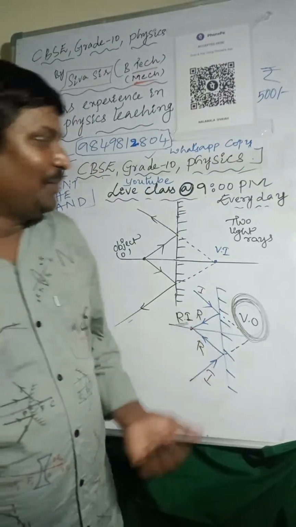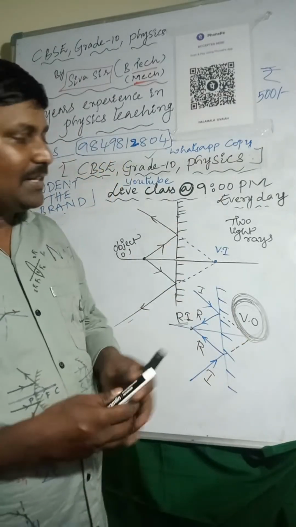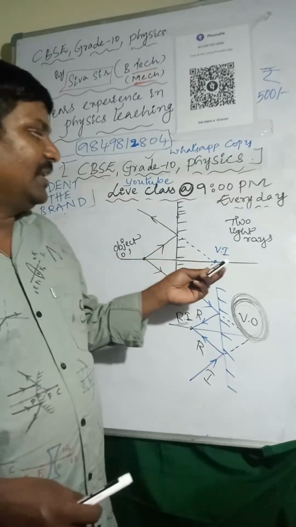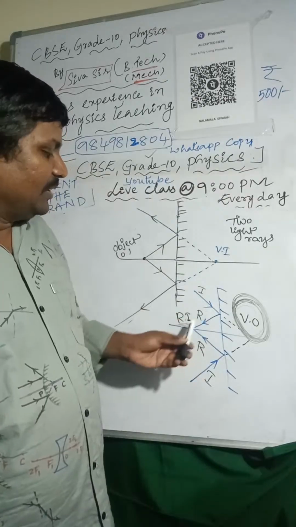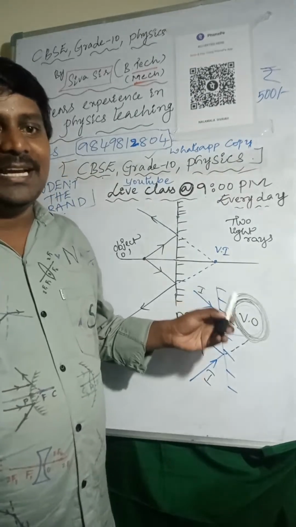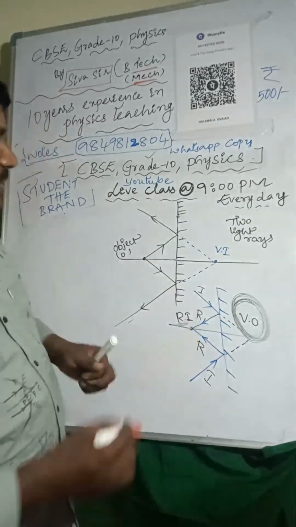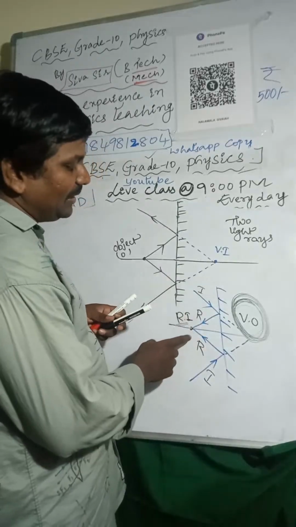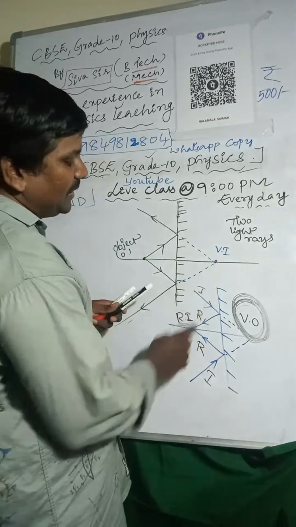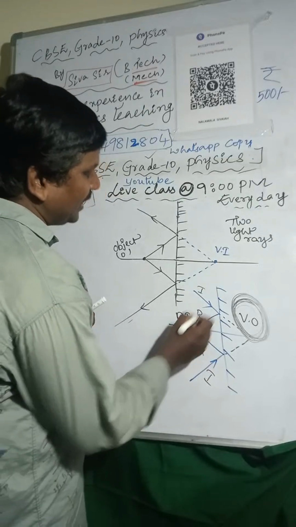Okay, so come to the point here. These are the reflected light rays. These reflected light rays are meeting at one point here. That is a real image. Here you can understand the difference between real image and virtual image. This is a real image, and this one is a virtual image.